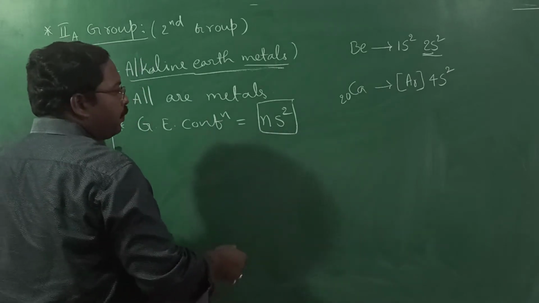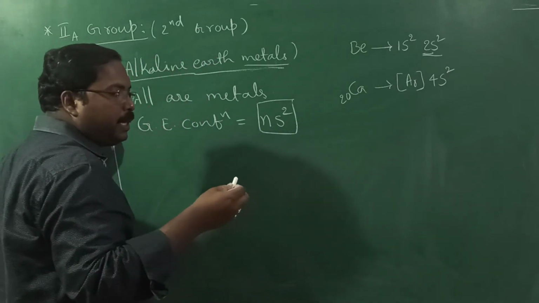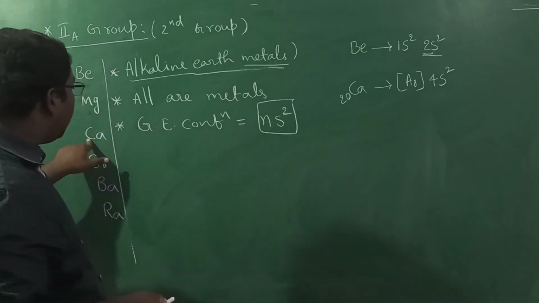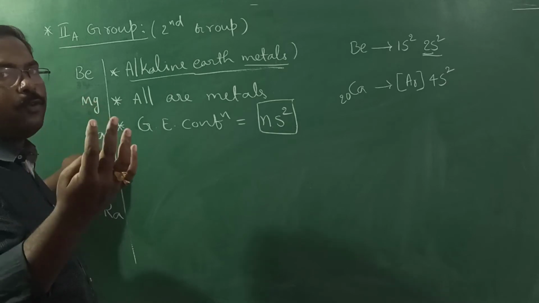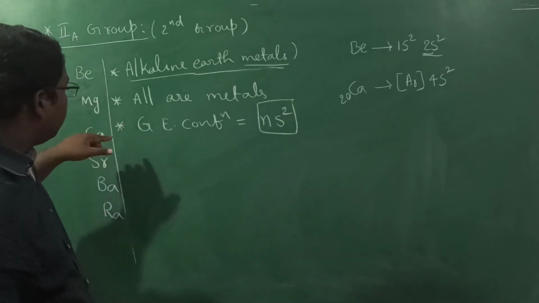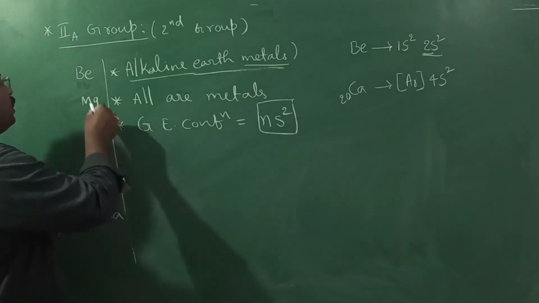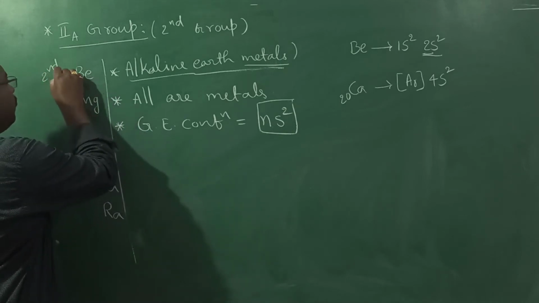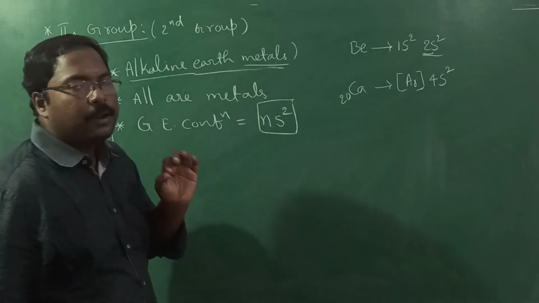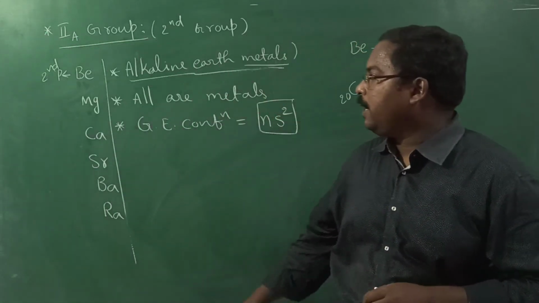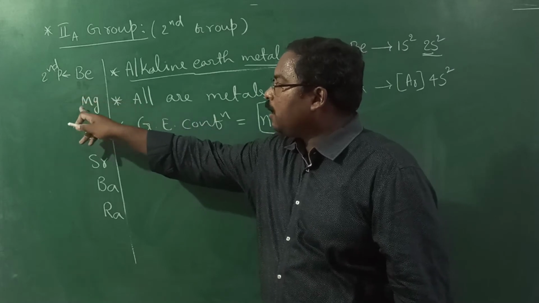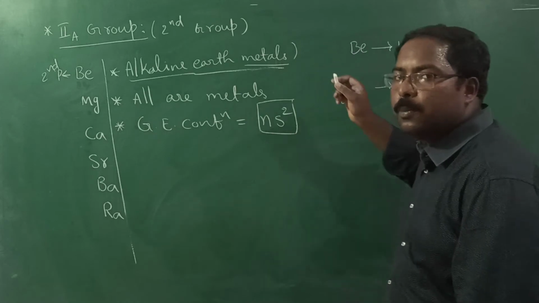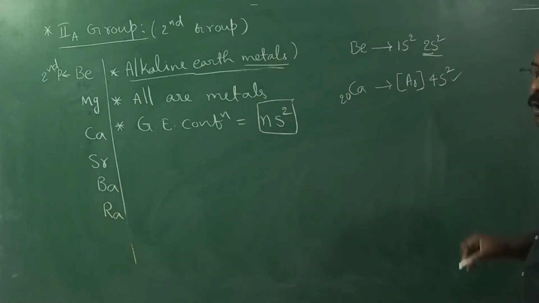Now magnesium is the second position in the group, so it belongs to the third period. Calcium is the third element in the group, so it belongs to the fourth period. Don't confuse with it. The first element belongs to the second period, because the first period contains only hydrogen and helium. So this is second period, third period. So calcium belongs to the fourth period, and its outermost electronic configuration will be 4s2.